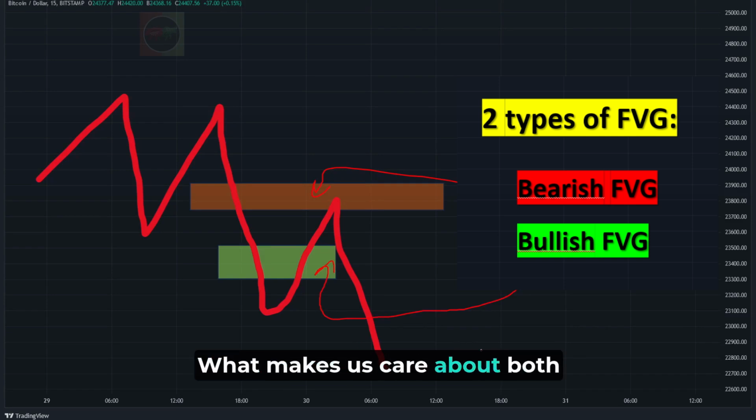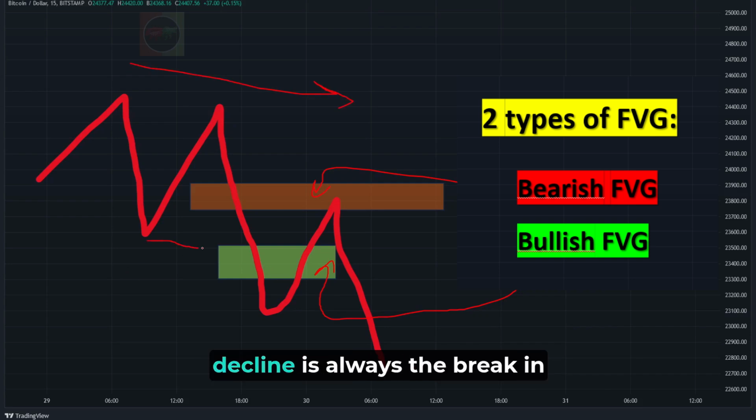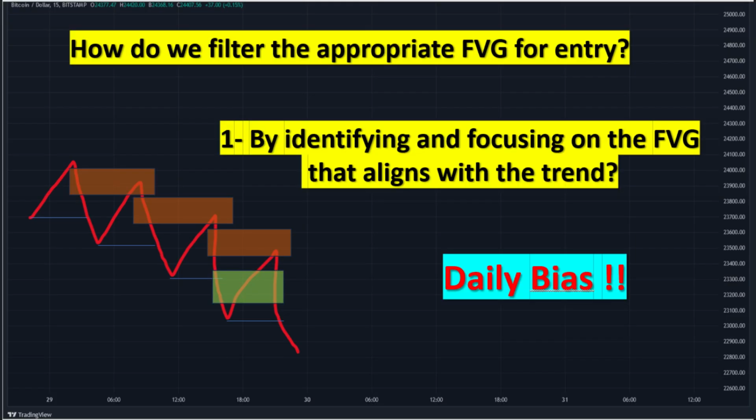What makes us care about both positive and negative fair value gaps in this case? It's the market trend, because it's sharply downward. Also, what confirms this continuous decline is always the break in structure that occurs during the price drop. So how do we filter the suitable fair value gap for entry?